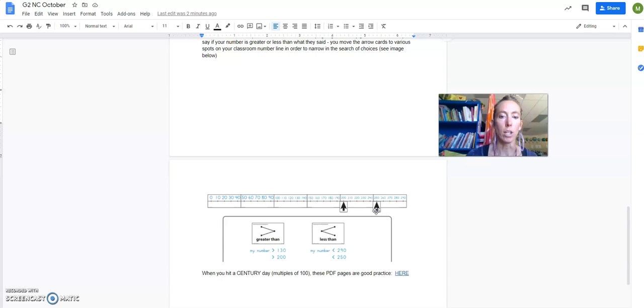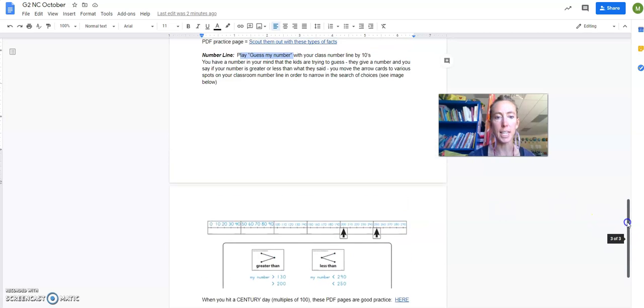And then someone else goes, oh, is it 200? And then I go, oh, my number is greater than 200. So now I have written greater than 200 and I've moved another card here. So now they know my number is somewhere in between these 2 numbers. They're going to have to pick a number in between there. All right, so that's Guess My Number.